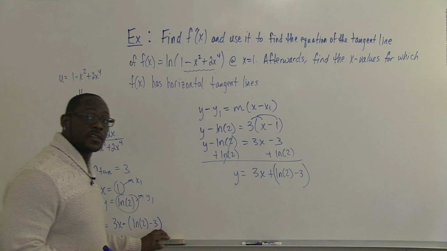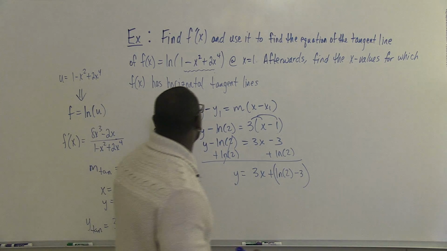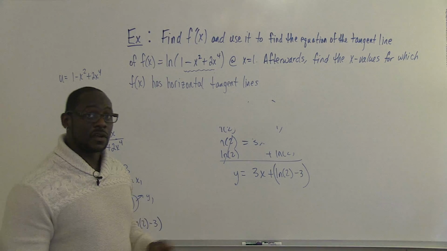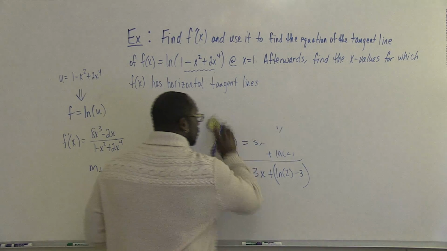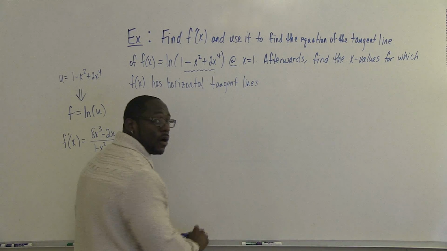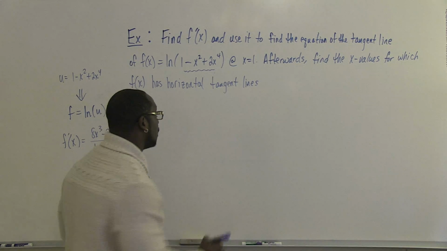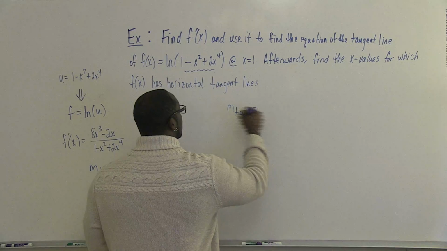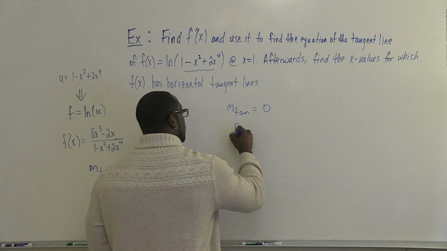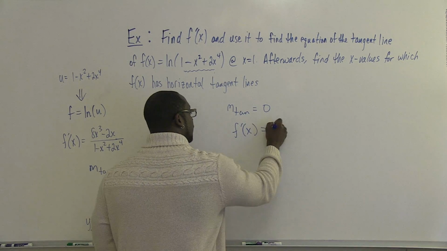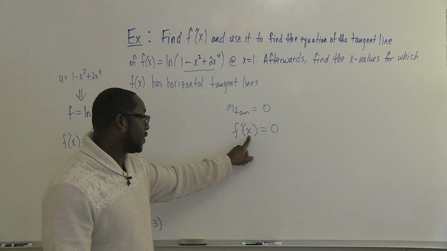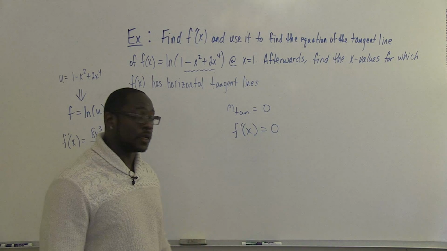All right, so the last thing that we're charged with doing is actually finding out when our original function has horizontal tangent lines. Well, we know that any horizontal line has a slope of 0. So here, if the tangent line is 0, then that means that the derivative of the function has to be 0. And so the x values for where that happens is what we want.